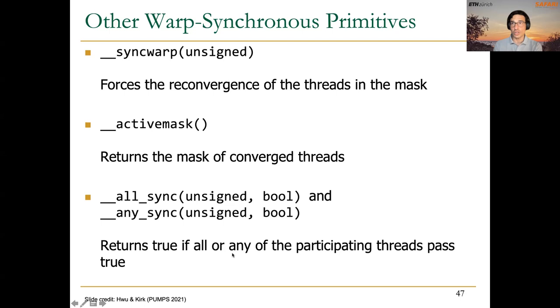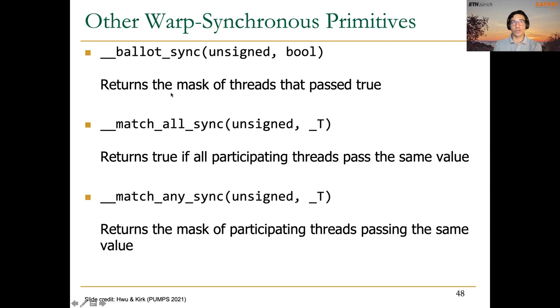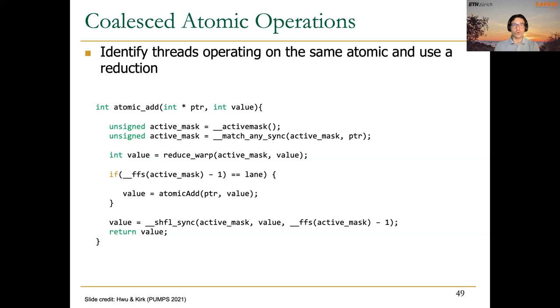There is this ballot sync that returns the mask of threads that pass through, or we also have this match all sync that returns true if all participating threads pass the same value, or this match any sync that returns the mask of participating threads passing the same value. So it's going to return a mask that will have one in the corresponding bit if the corresponding thread has the same value here as other threads in the warp. So by using some of these warp synchronous primitives, we can create what we call the coalesced atomic operation, that can perform a local reduction per warp, or several local reductions per warp, and then update a particular location in shared memory or global memory using an atomic operation.